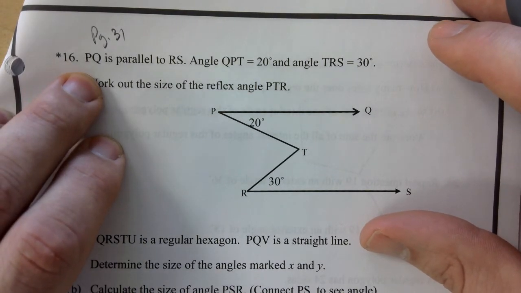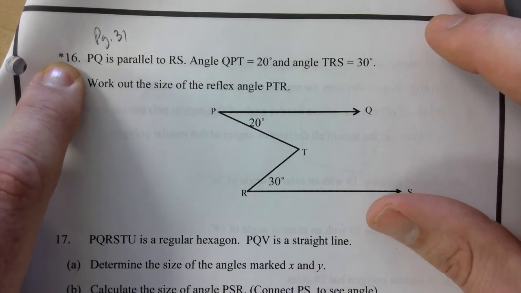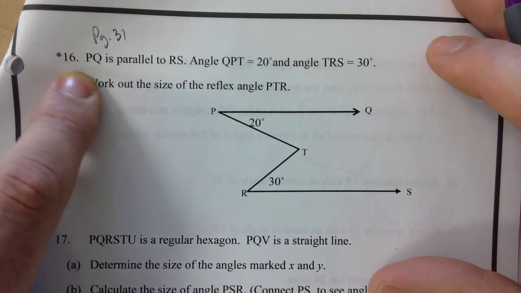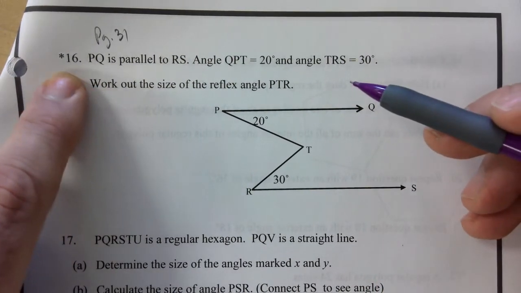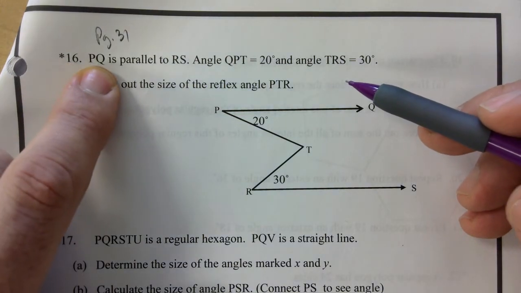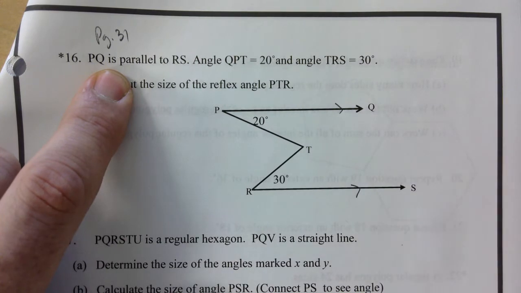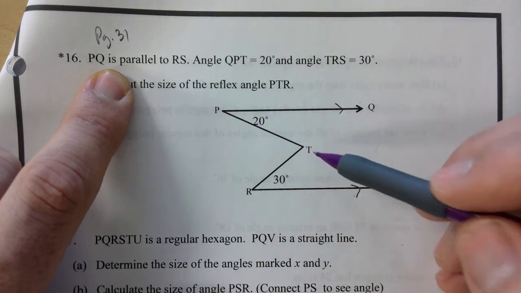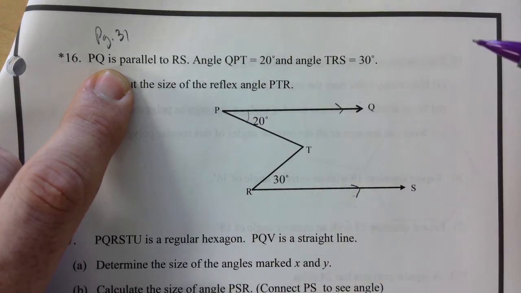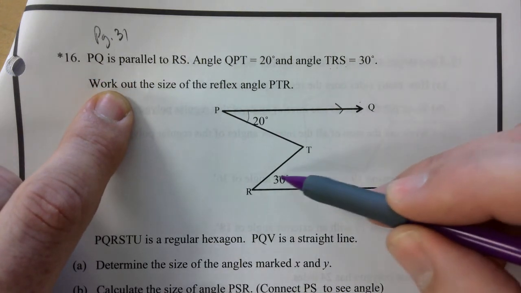Okay, so question 16. A star usually means it's a little bit more challenging than a regular question, I think. I made this last year, so I think that's what it means. PQ is parallel to RS, so we know that these two lines are parallel. You can go ahead and make those markings. QPT is 20, already labeled, so no big deal there. TRS is 30, it's already labeled as well.